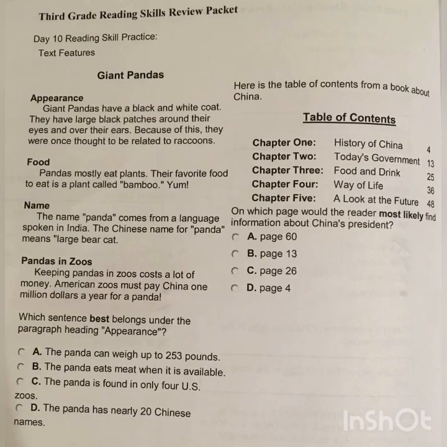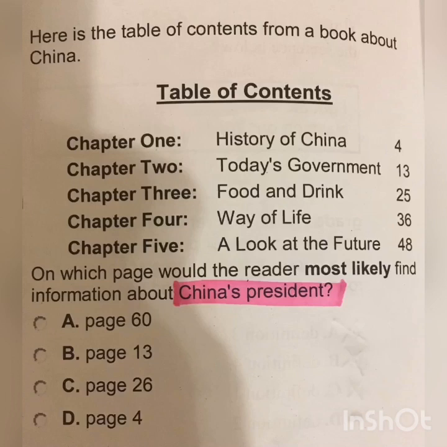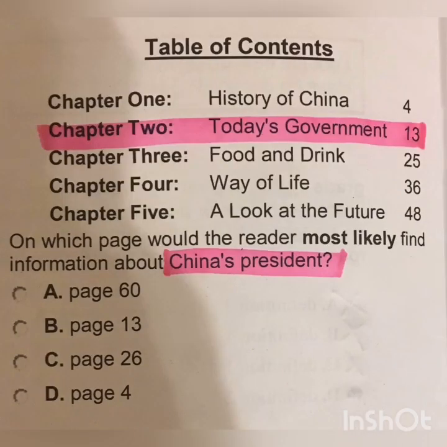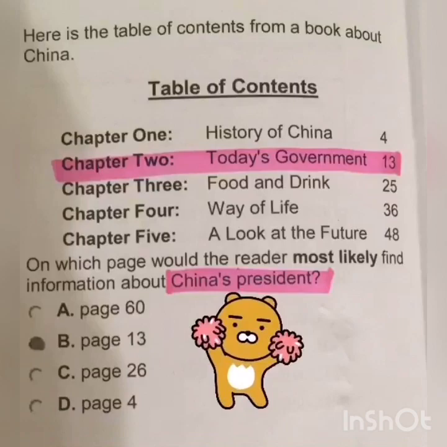The next question gives us a table of contents, which, if you remember, tells you the titles of the chapters and what page they start on. The question is asking which page would the reader most likely find information about China's president. Well, when I read through the different chapter titles, the best answer is going to be today's government because the president is part of the government. Well, that chapter begins on page 13, which is answer choice B.